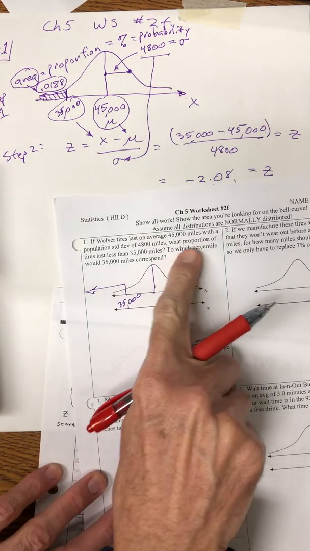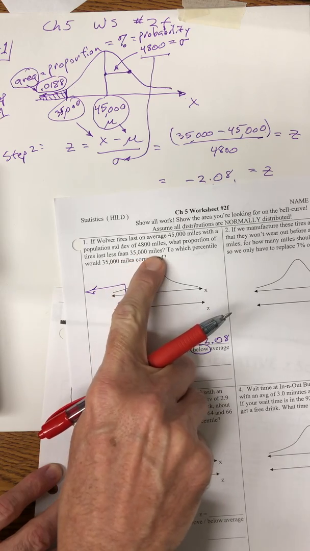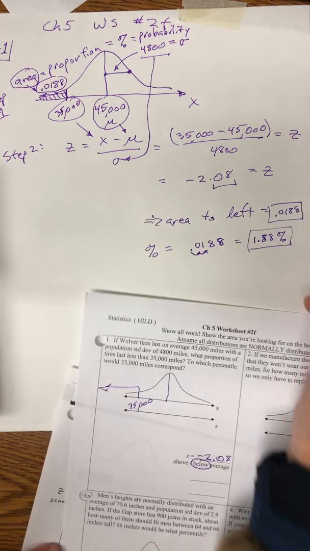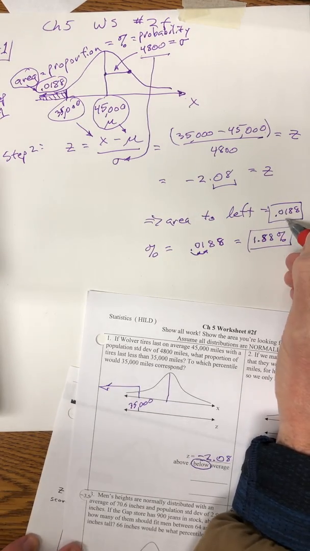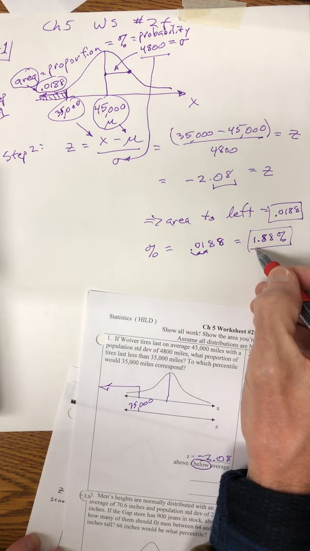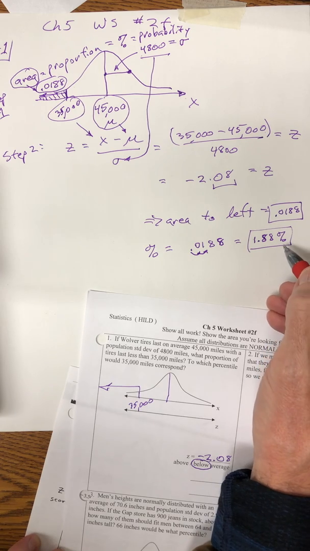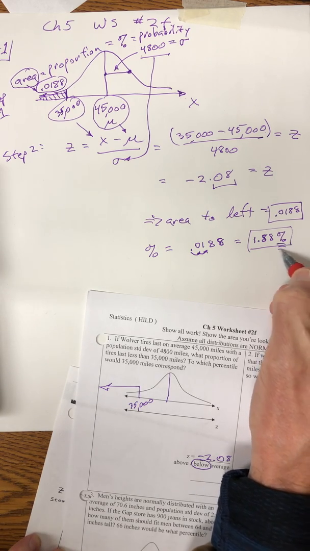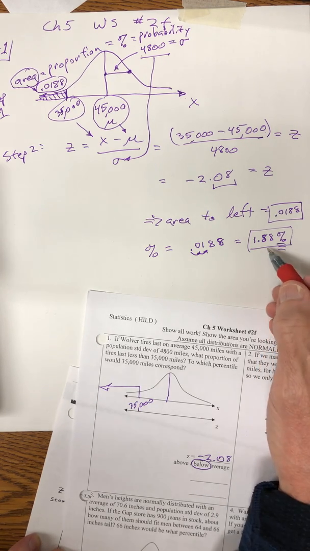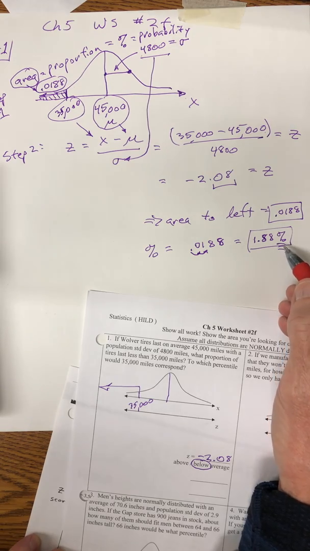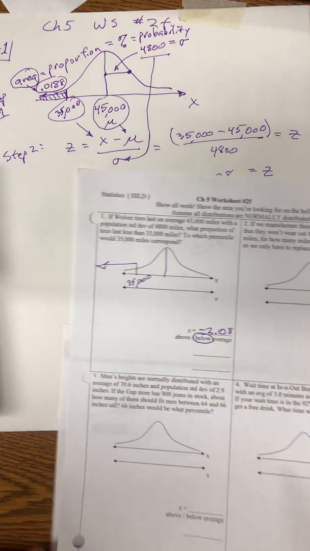It says, what proportion of tires last less than 35,000 miles? Well, proportion is the decimal way to write a percent, so 0.0188. If you want to write 1.88%, that's okay with me too. Make sure you put the percentage at the end though. So don't write 1.88 unless you write a percent after it. Okay, so that's the first part.